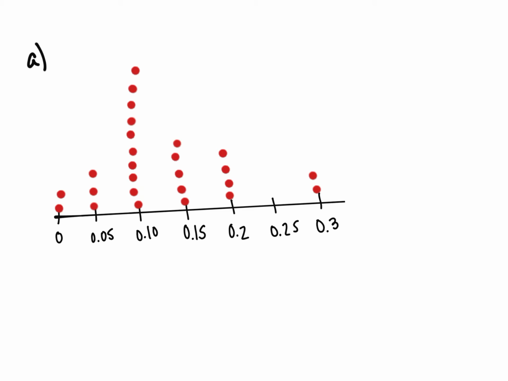Part B says describe the shape. So if we were to describe the shape, we could say that most of the data is on the left, and then it trails off on the right side. The long tail helps us identify which side is skewed. So since our long tail is on the right, we can say in part B that it is skewed right. And we can also say that there is a cluster or a big group around 0.1.